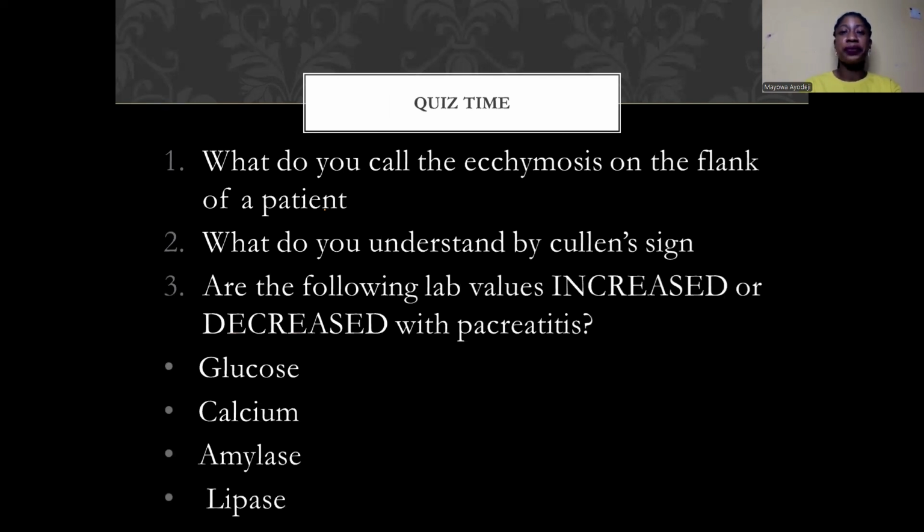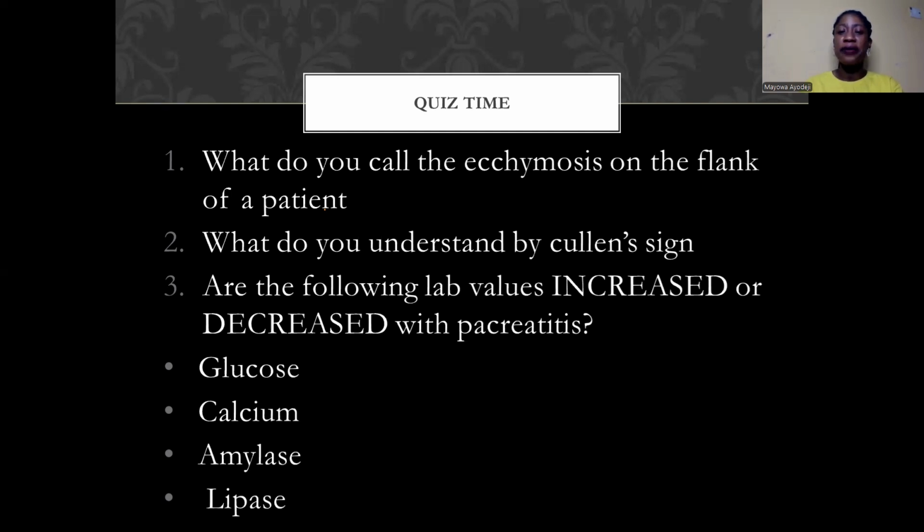Now, quiz time. I want you to answer this question. Please write in the comment section. What do you call the ecchymosis on the flank of a patient? So please don't joke with this quiz. Take time, look at it very well, answer this question because it will help you. It will enhance your knowledge on what? On pancreatitis. So what do you call the ecchymosis on the flank of a patient? Write in the comment section. What do you understand by Cullen sign?